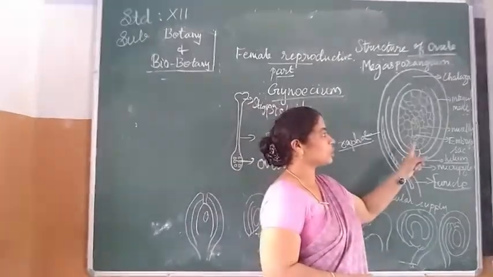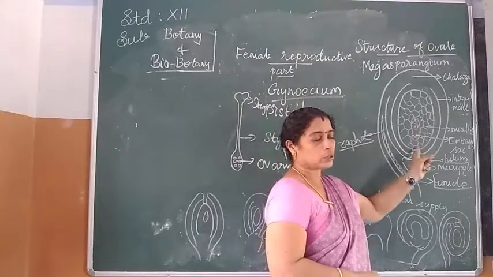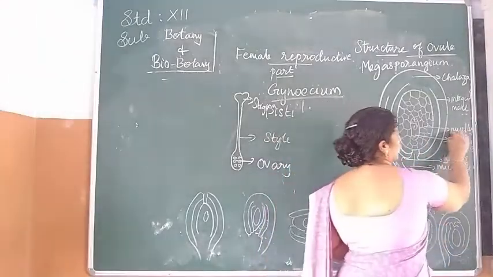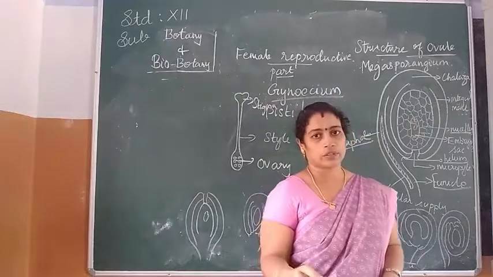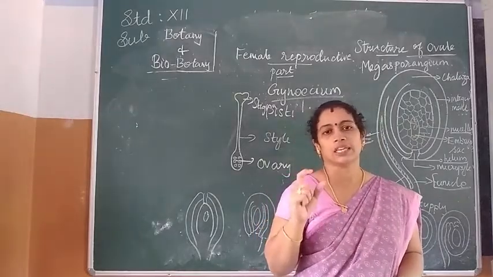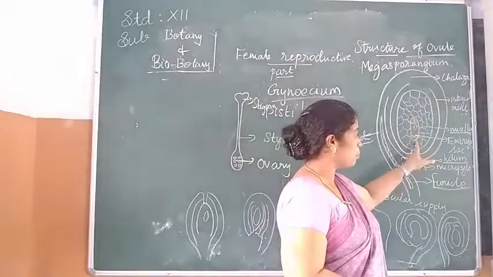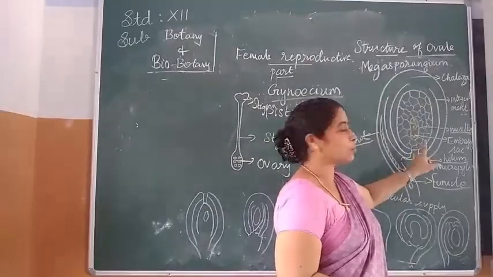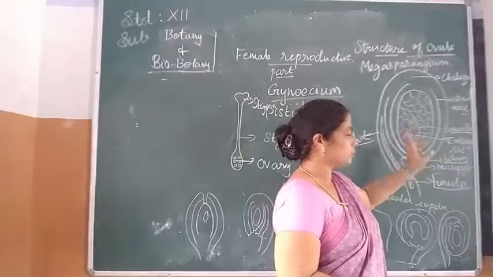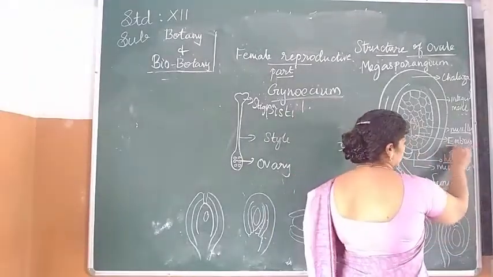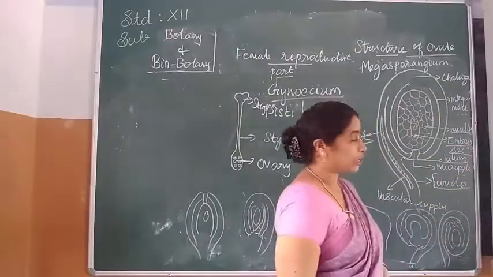Next we have studied the nucellus. The nucellus is the main part of the ovule, and its function is to give nourishment to the developing embryo. The embryo sac is a sac-like structure which is present at the end of the nucellus.